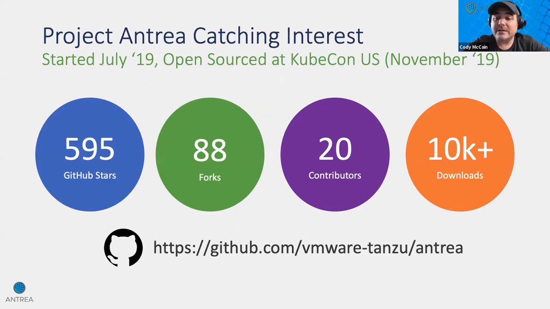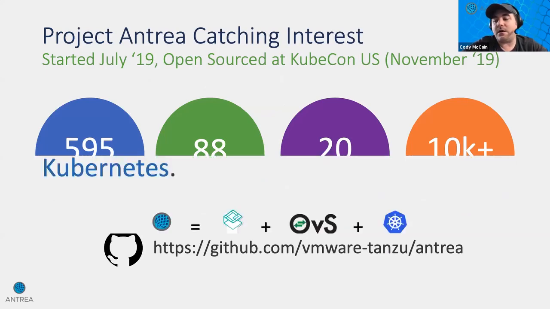This is a really, really new project, okay? We started in July of last year, open sourced at KubeCon. And with this, we've already got 595 GitHub stars, 88 forks, 20 contributors, 10,000 plus downloads. We are looking to increase that number, and we're really getting some great participation from the community, a lot of interesting work that we're going to talk about through the rest of this presentation.